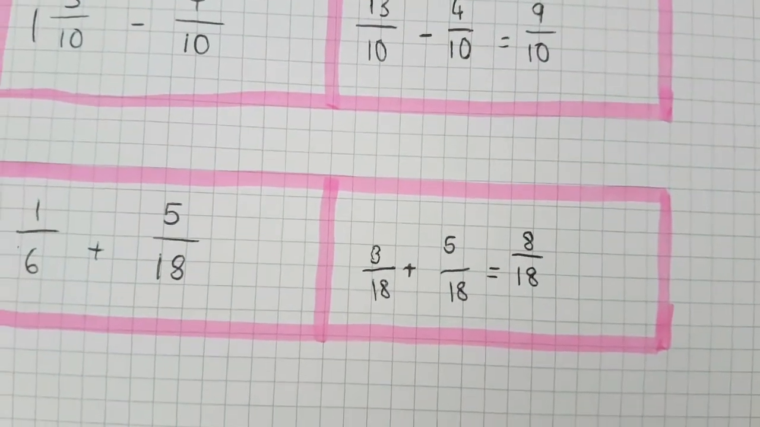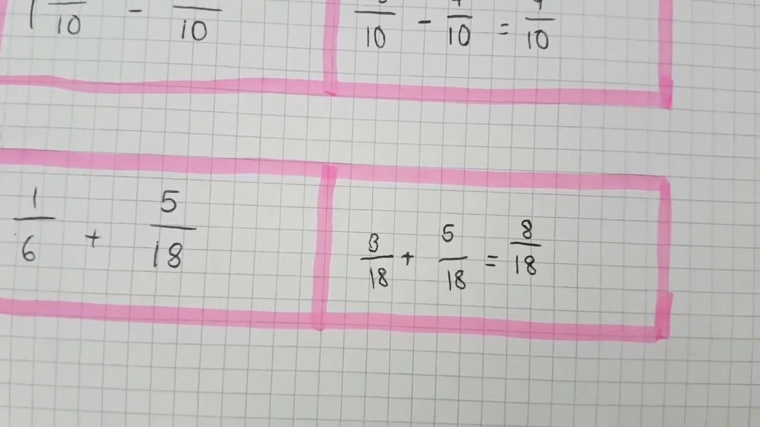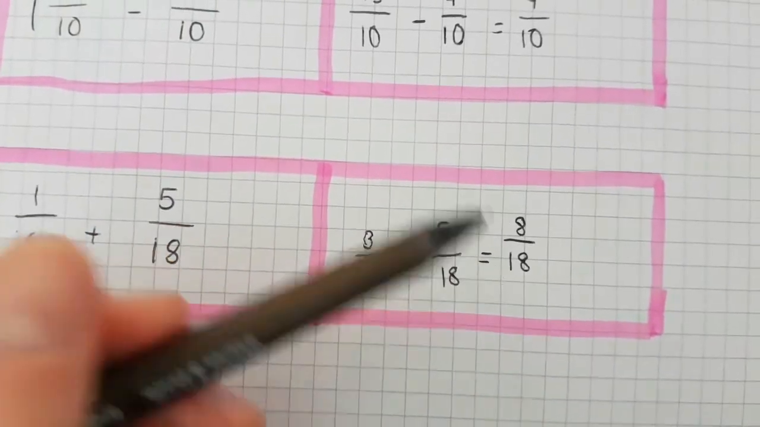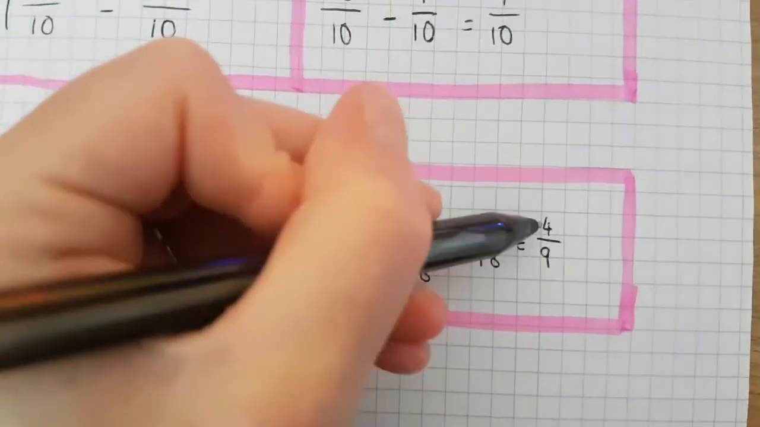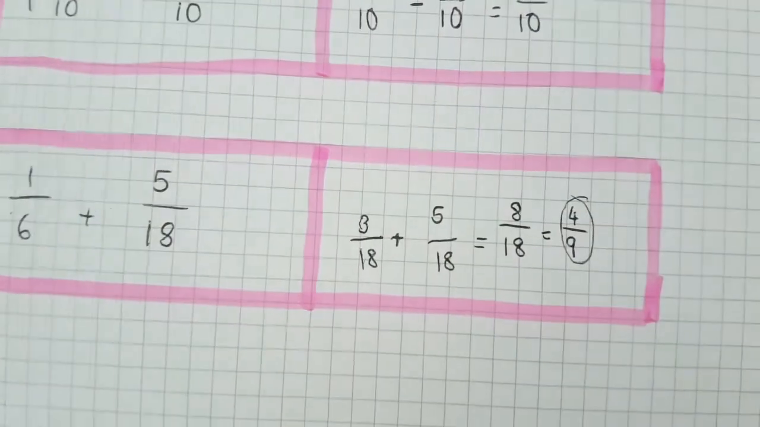Now have a think, can I simplify this any further? Well, I can divide both the numerator and the denominator by 2 and get 4 over 9. And I can't simplify this fraction any further because they can't be divided by the same number.